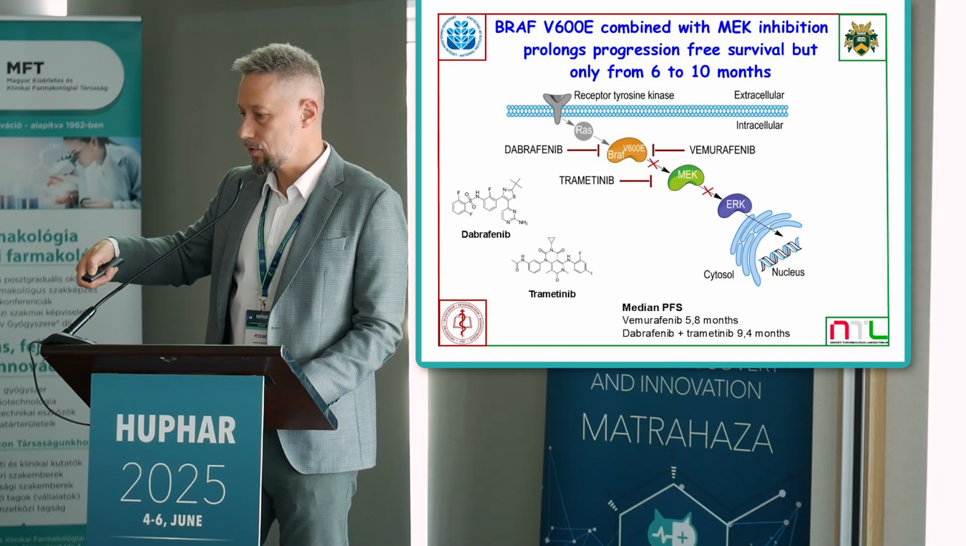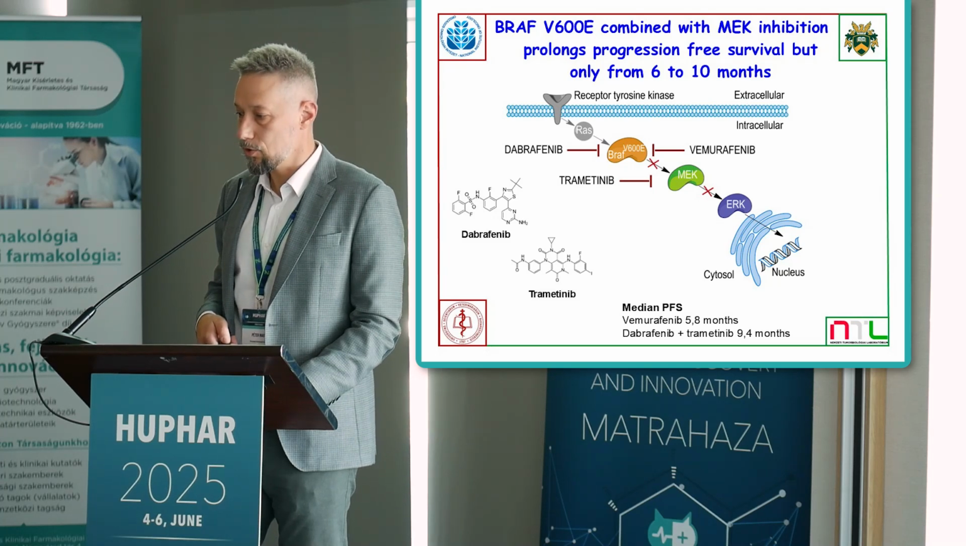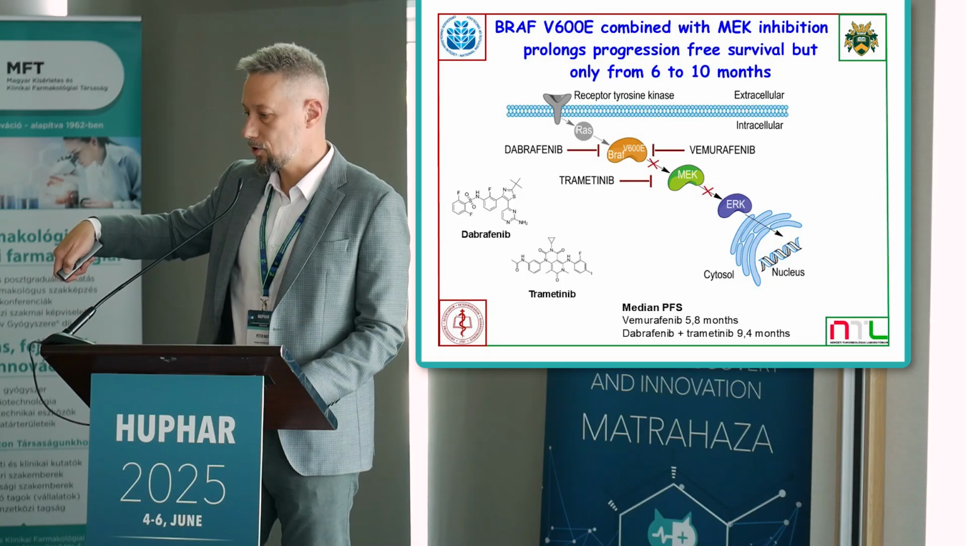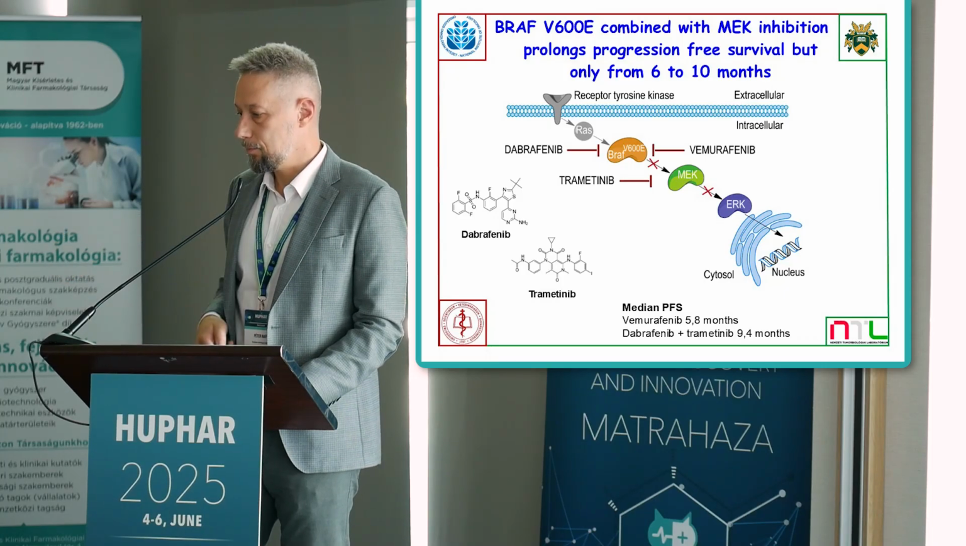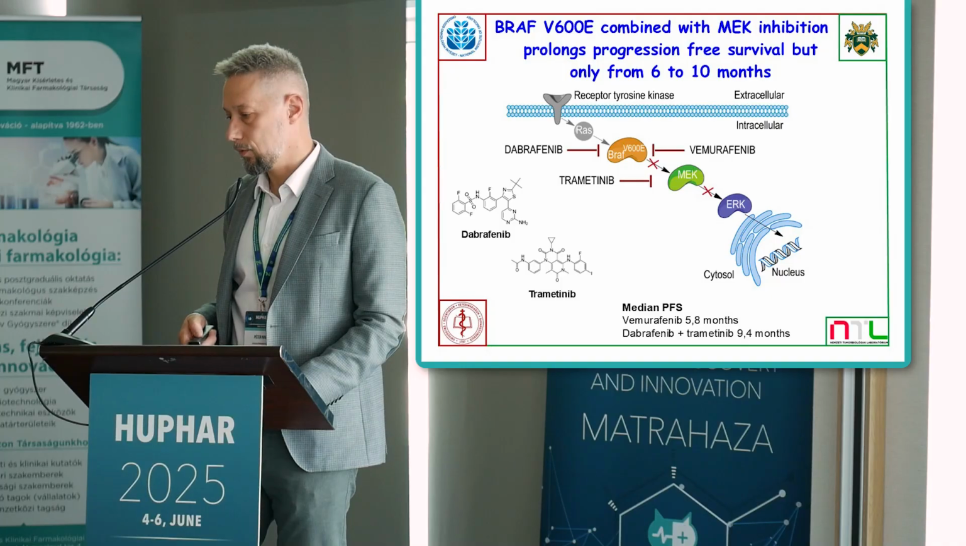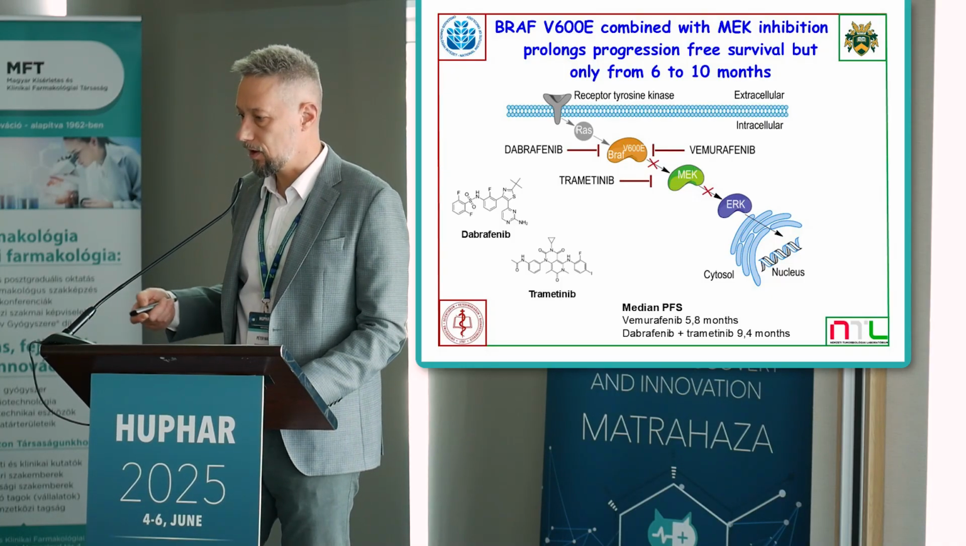And then they introduced combination therapies. This dabrafenib trametinib therapy is now used in the clinic. However, as you can see down here, this combination therapy can only give patients an additional 3 to 4 months in progression-free survival. So resistance development is still a big problem in this particular disease, and we wanted to understand a little bit more about how this resistance developed.